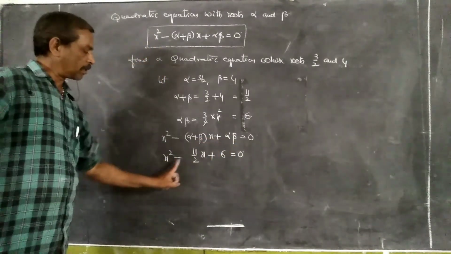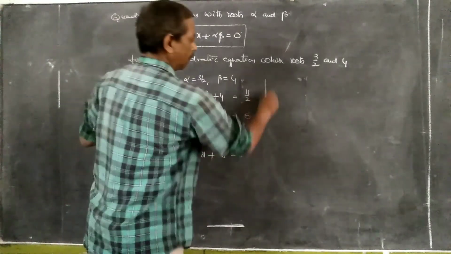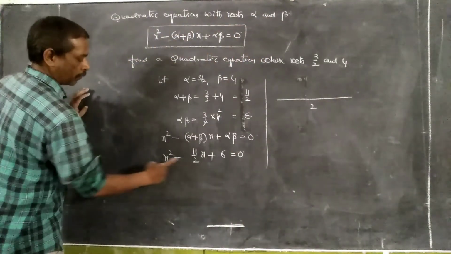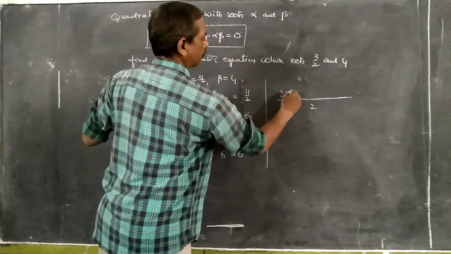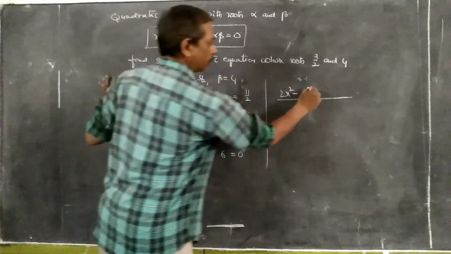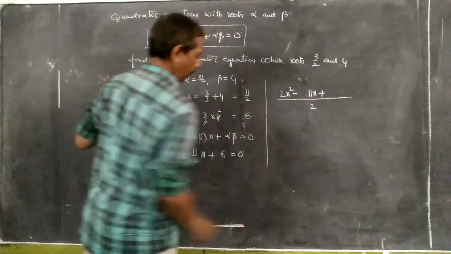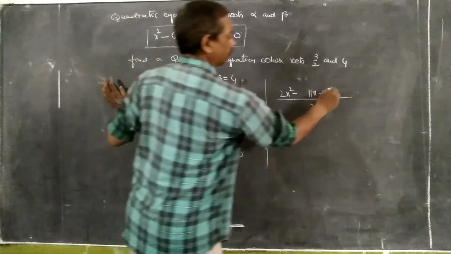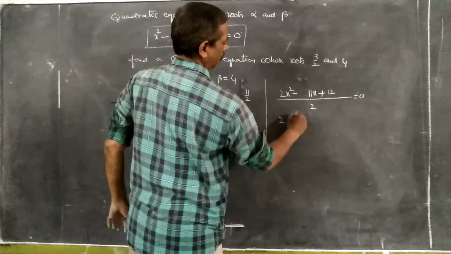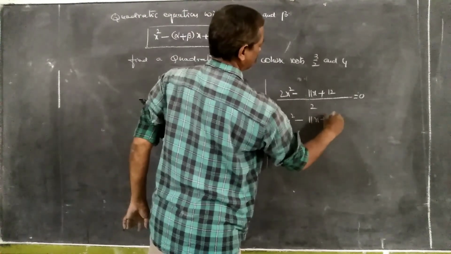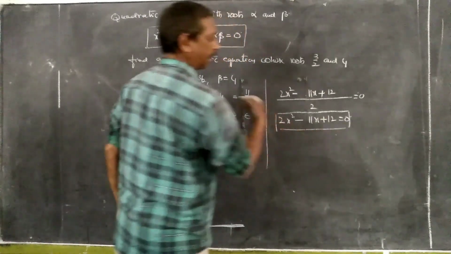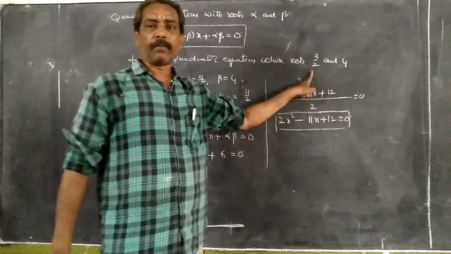Since it is a rational number, take the LCM of the denominator. LCM is 2. 2x² − 11x, same denominators 2, plus 2 6s are 12 equals 0. Now cross multiply. 2x² − 11x + 12 = 0 is the required quadratic equation with roots 3/2 and 4.